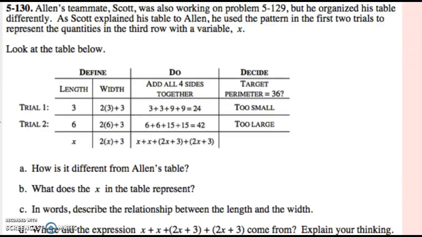The next problem is 5-130. Alan's teammate Scott was also working on problem 129, but he organized his table differently. As Scott explained his table to Alan, he used the pattern in the first 2 trials to represent the quantities in the third row with a variable x. So as you can see, he has more detail under his width. A says, how is it different from Alan's table? So please take a second and record your answer. Include more than just the width I mentioned.